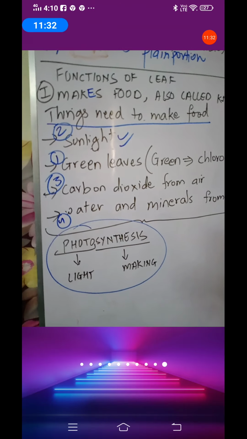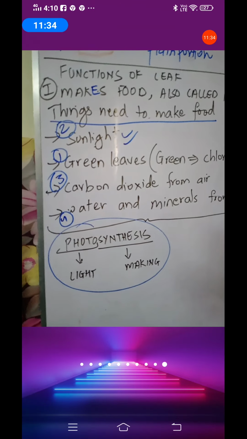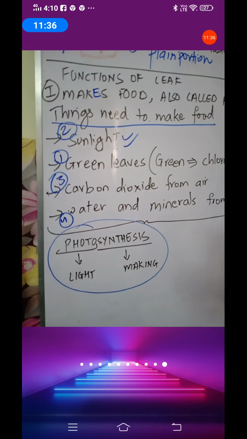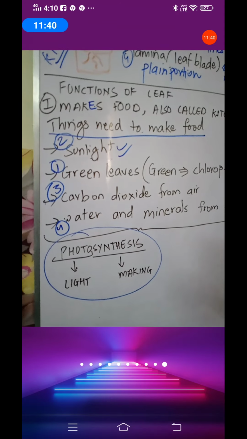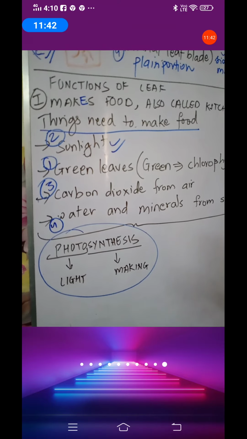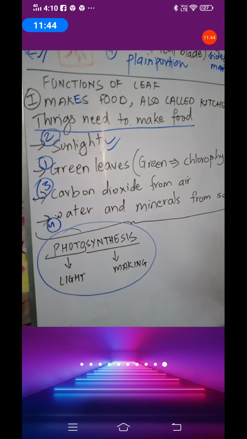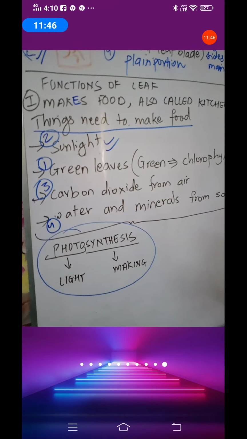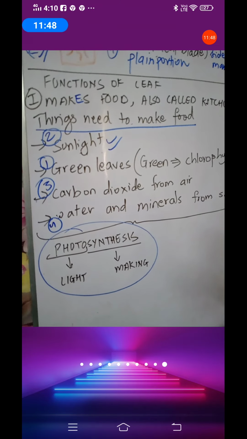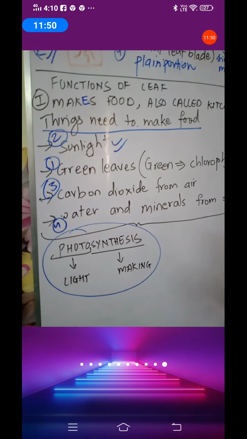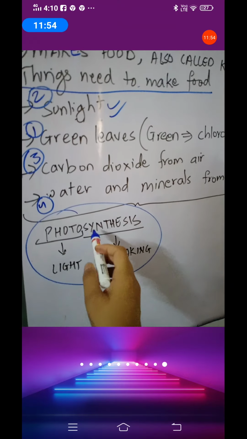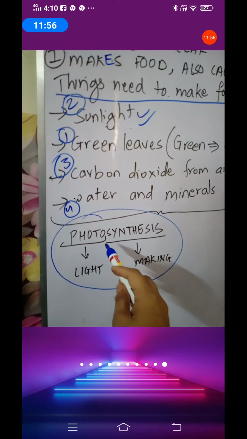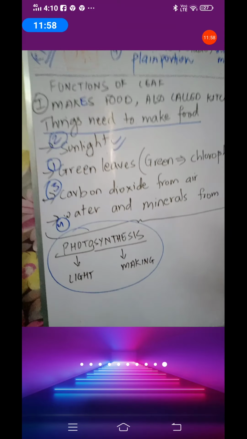Once the food is prepared, it is used by the plants, and some of it is also stored. Remember I taught you before in the old video that plants are storing the food, isn't it? You saw how the plants are storing the food. So how is that food made? This is how the food is made, through the process of photosynthesis.